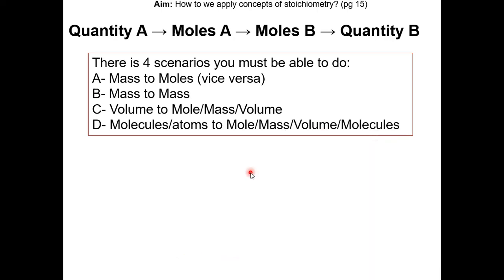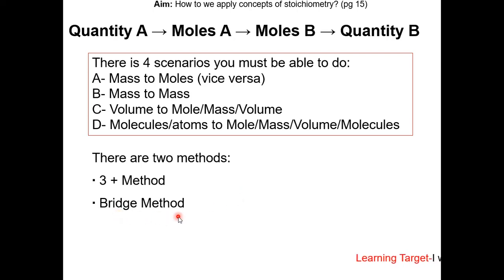Typically on the regions for stoichiometry problems, scenario A and scenario B are asked 95% of the time. C and D are much more rare. In this lesson, I'll show you 2 methods along with some graphic organizers to help you solve stoichiometry problems. The first method is the 3+ method, which is a beginner method. The second method is the bridge method, which is a more medium level method.